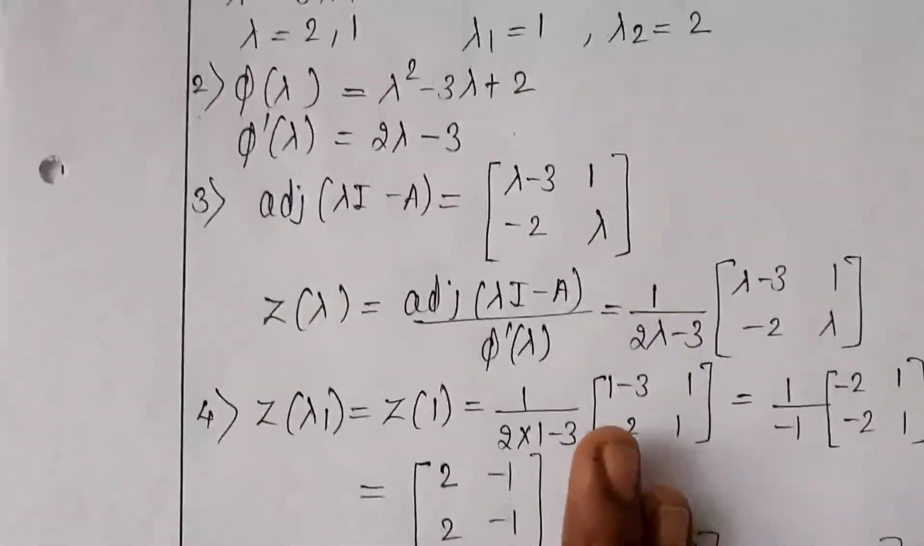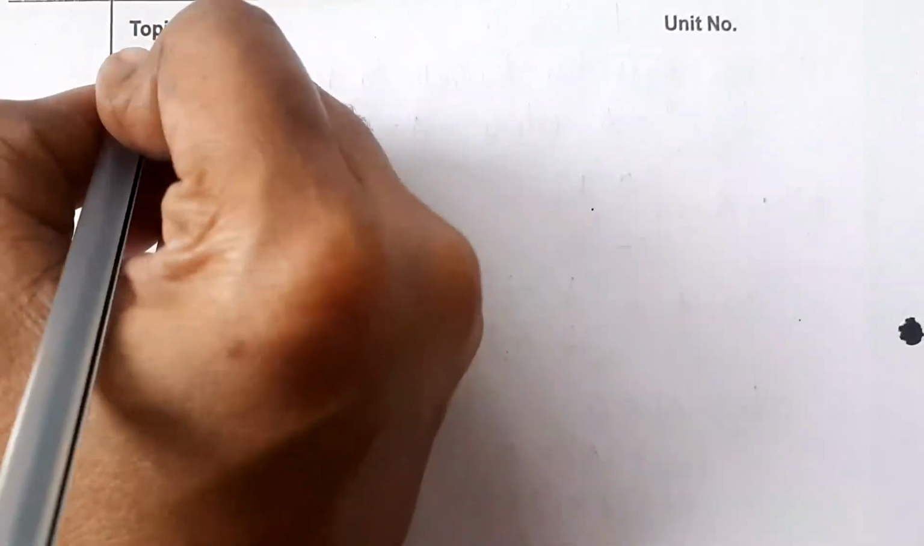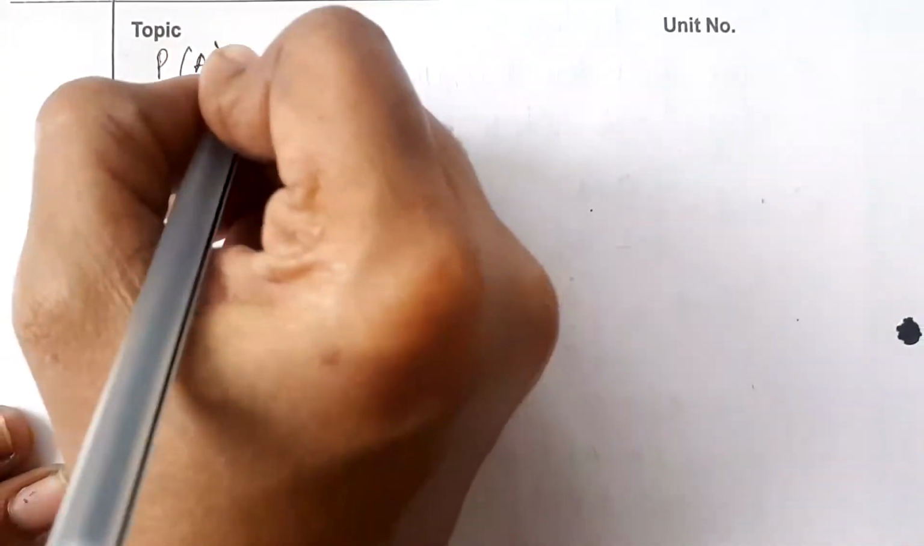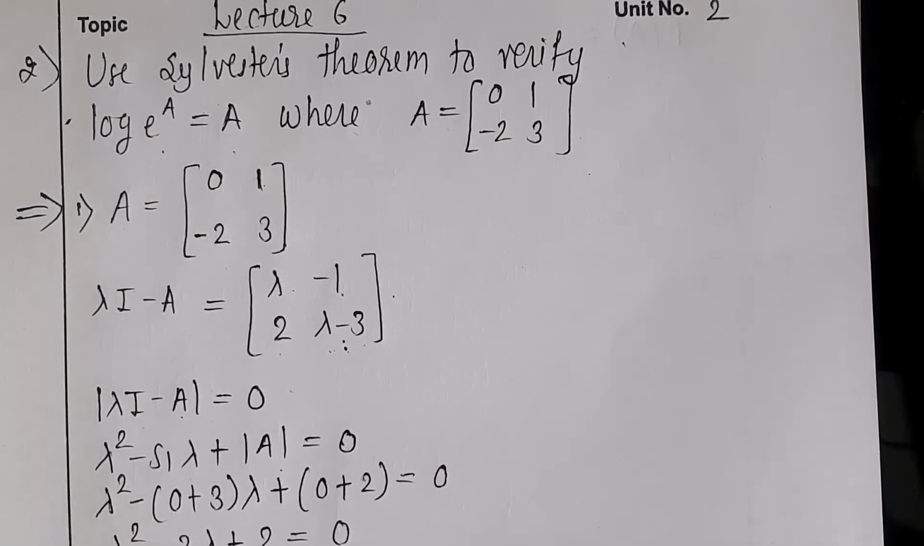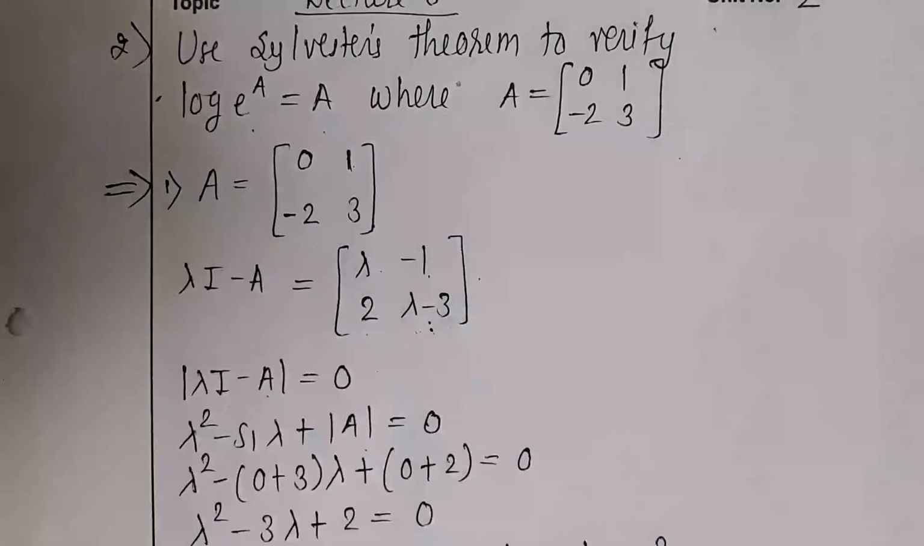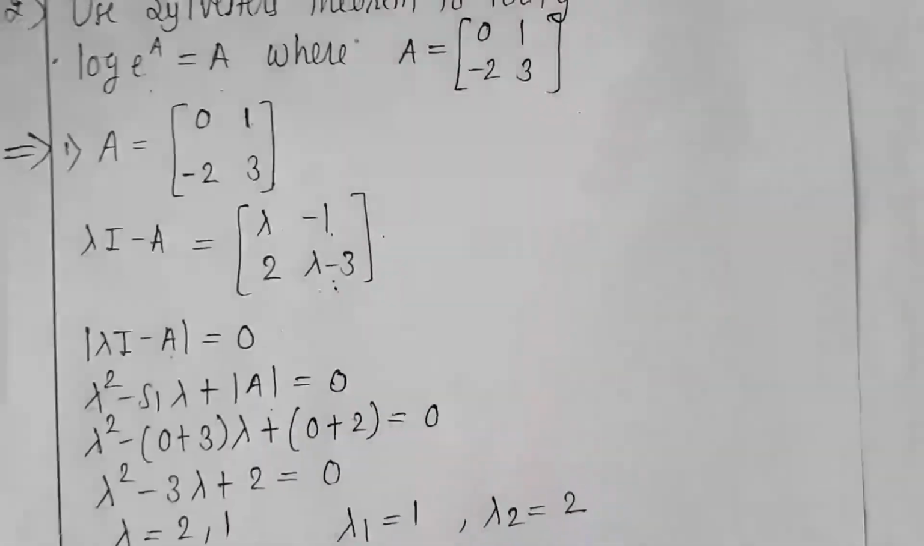Now next is p of a. So next step is p of a. P of a, it is equal to, what is our statement? What we need to prove here? Log of e to the power a is equal to a. So our statement is log of e to the power a.